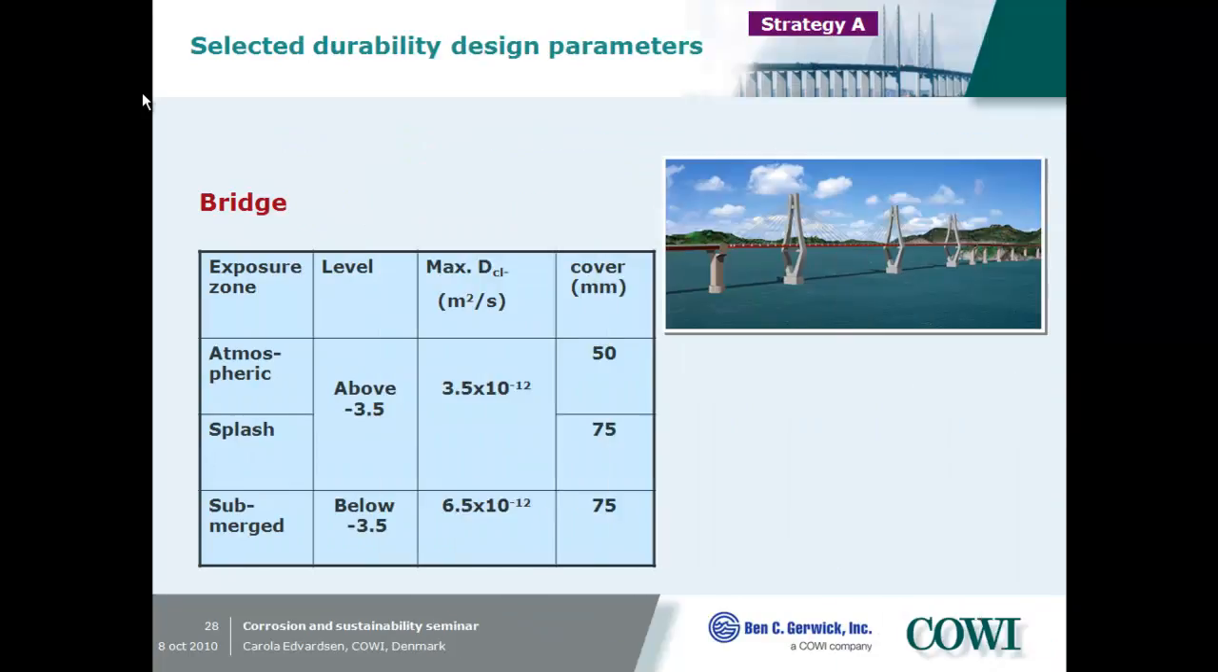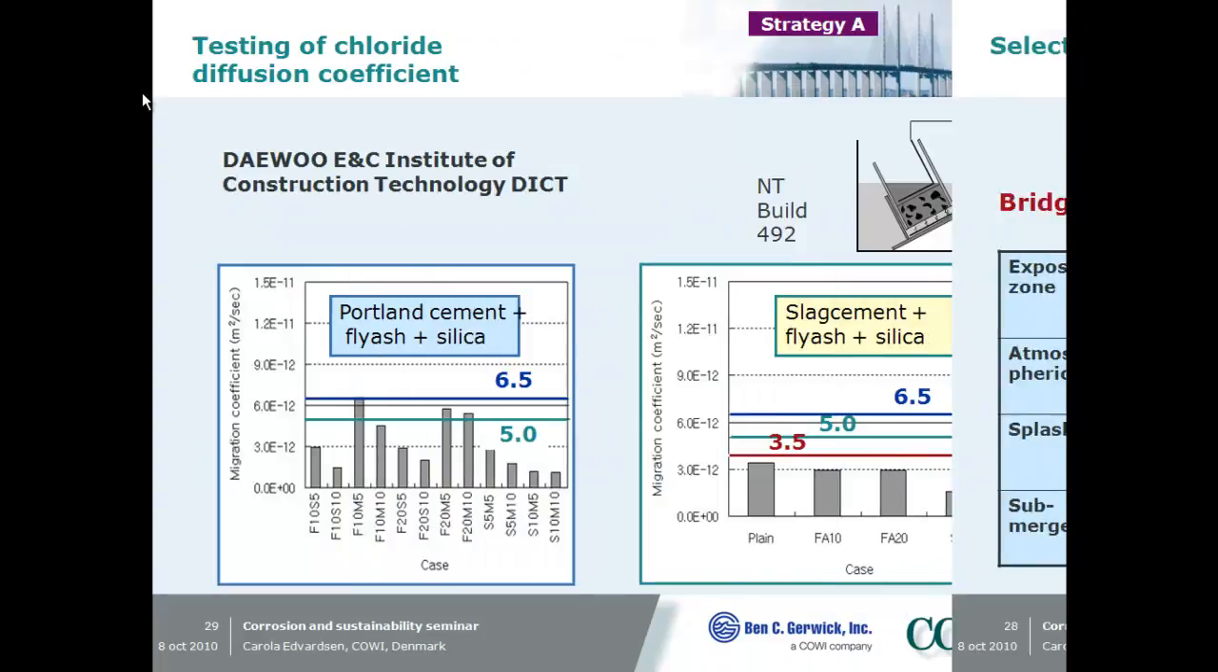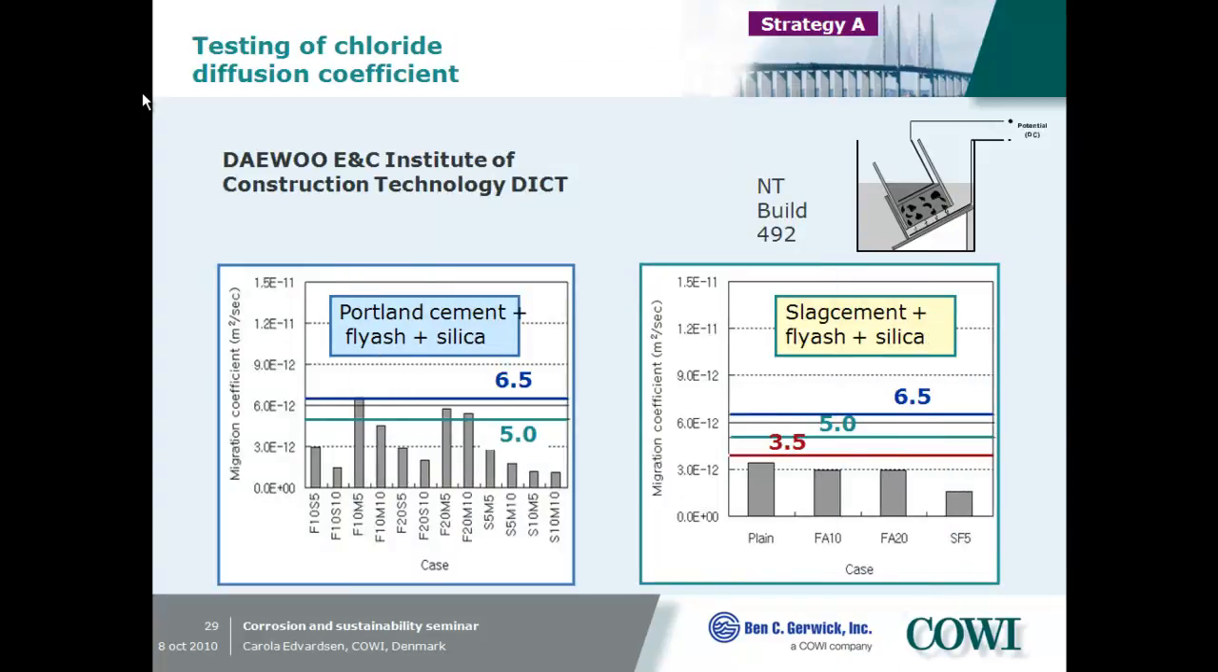And here this table shows the finally selected durability key parameters for the design. As I mentioned before, the contractor wants the same cover for the splash and the submerged zone, but we allowed a differentiation with regard to the chloride migration coefficient. And the next big step was now that the contractor has to convince us and the client that he can produce such a concrete with such a low chloride migration coefficient.